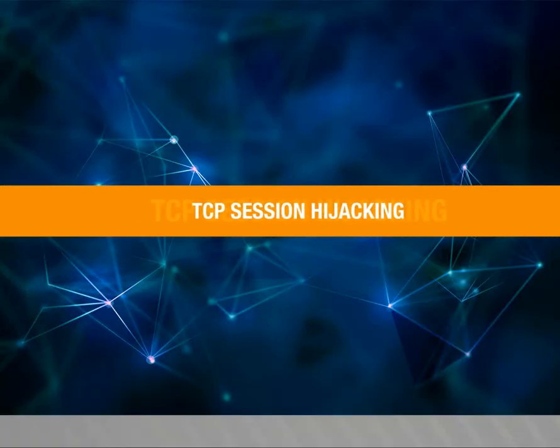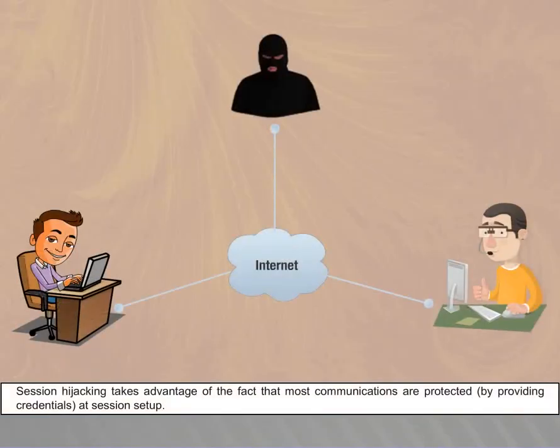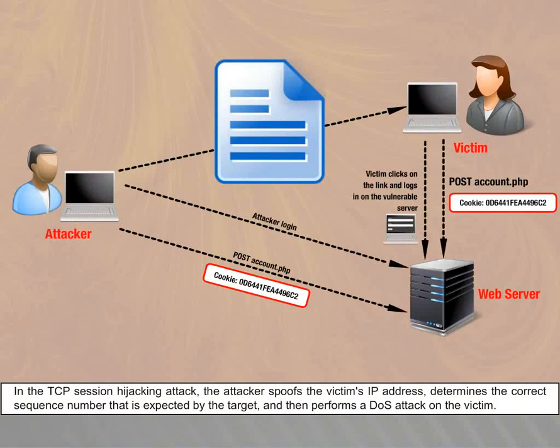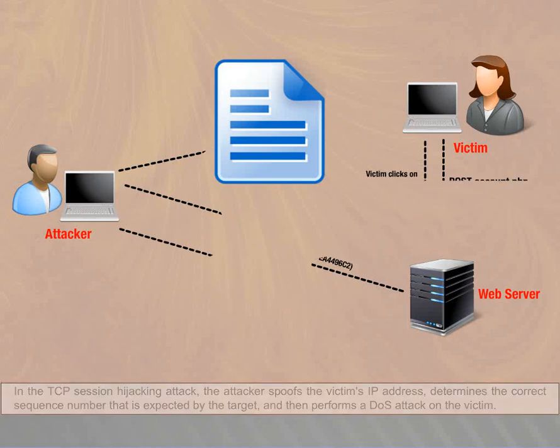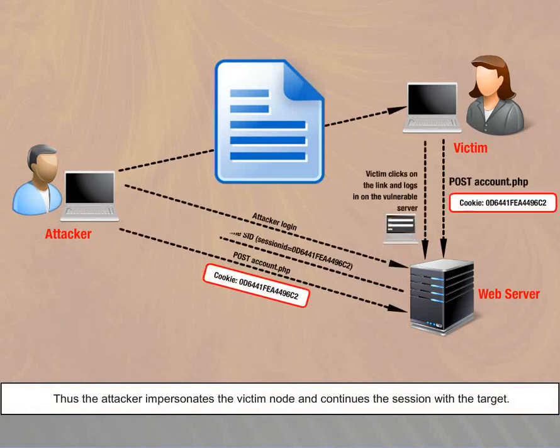TCP session hijacking. In this video, we are going to see about TCP session hijacking. Session hijacking takes advantage of the fact that most communications are protected by providing credentials at session setup. In the TCP session hijacking attack, the attacker spoofs the victim's IP address, determines the correct sequence number that is expected by the target, and then performs a DoS attack on the victim. Thus, the attacker impersonates the victim node and continues the session with the target.